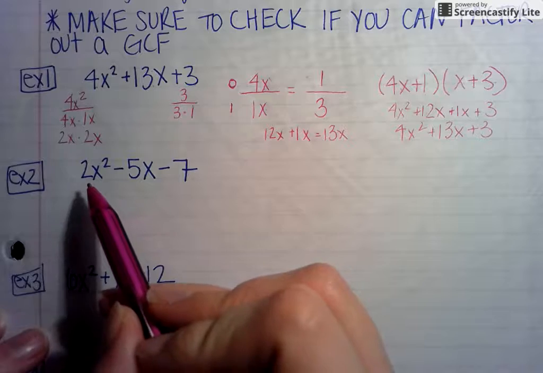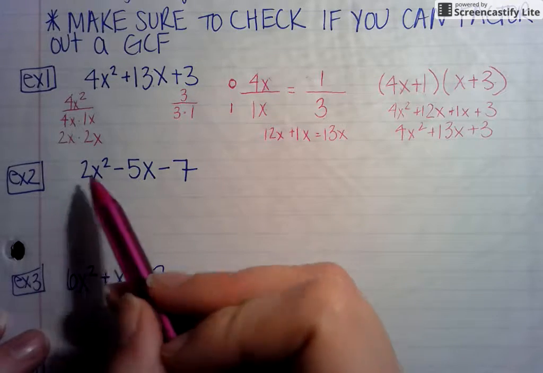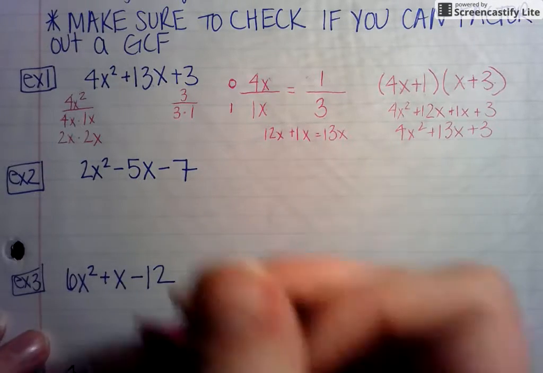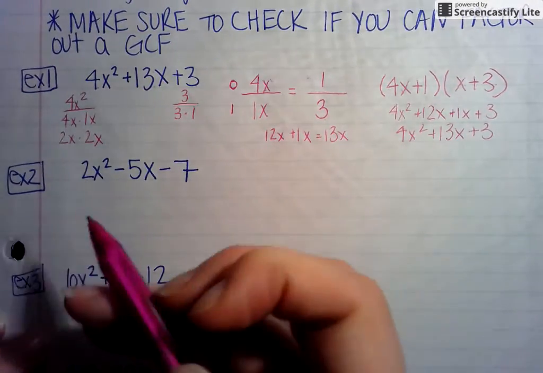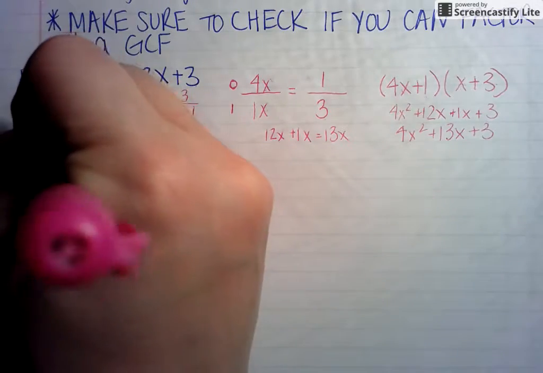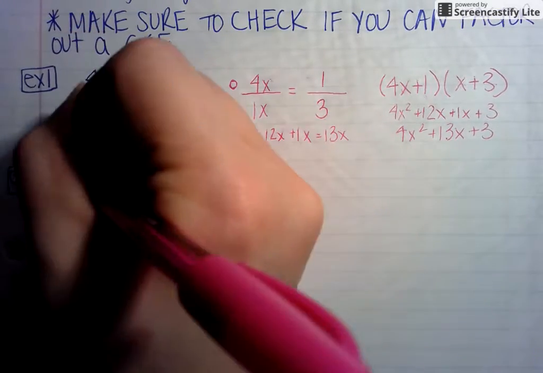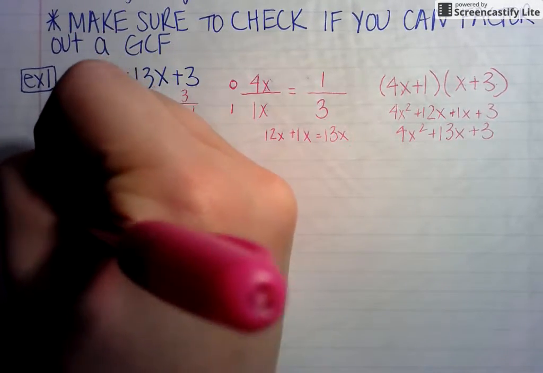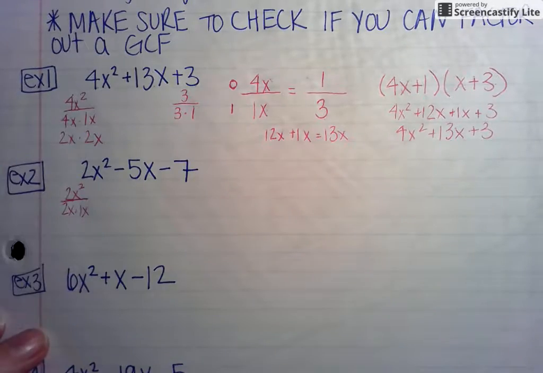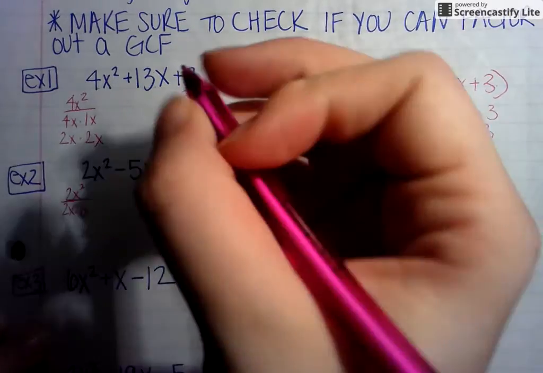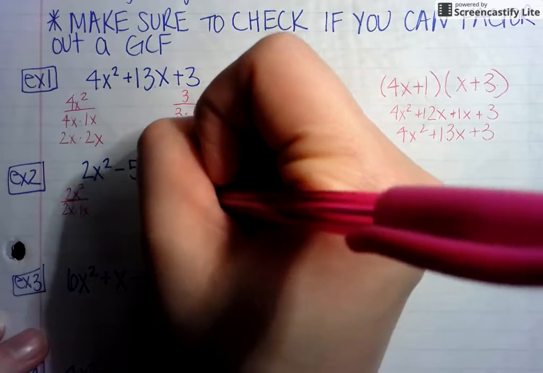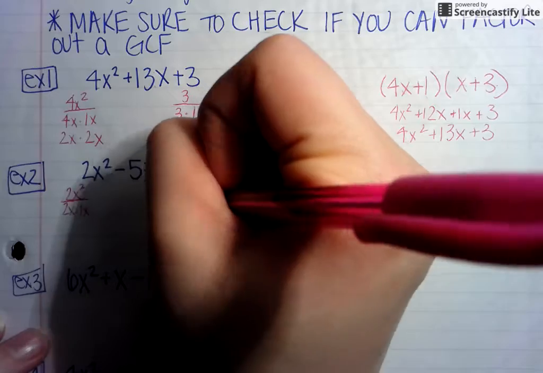Now again, we ask ourselves, can we factor out a GCF between 2, -5, and -7? And we can't. So we notice that this value is greater than 1. So we're going to use this method. So we have 2x. I'm going to find my factors, 2x squared, which is going to be 2x times 1x. Those are my only factors for that. And for 7, you notice it was a -7, so 1 has to be negative. So factors of 7 are 1 and 7.